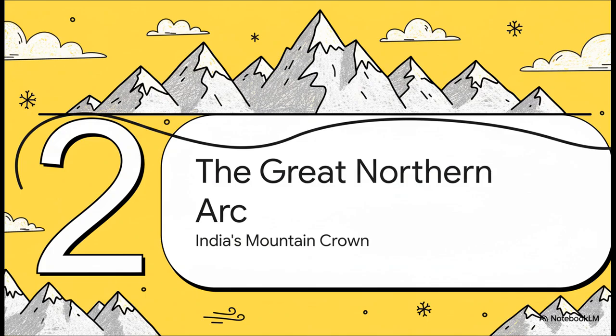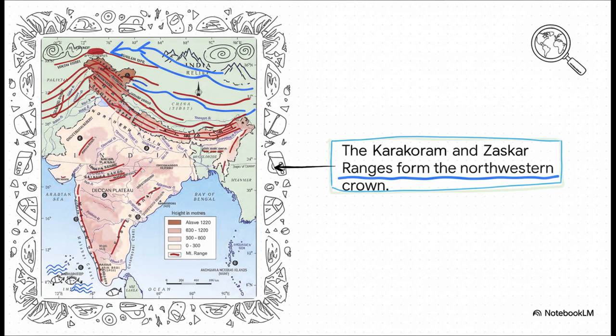We'll start right at the very top with the great mountain ranges that make a huge curve, or an arc, across the north. First, let's find the Pamir Knot, way up at the top. Just south of that, running from west to east, is the Karakoram Range. Just follow the pointer. And right below that, almost parallel to it, is the Zanskar Range. You see? These two ranges form the crown of India in the northwest.